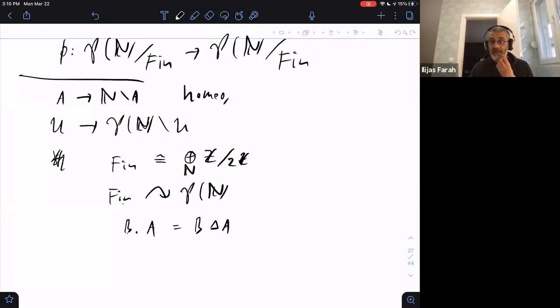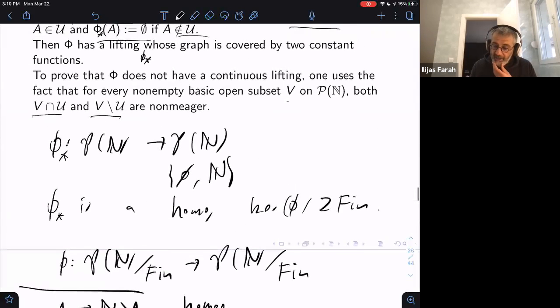orbits of this action respect the ultrafilter. So the ultrafilter U is fin invariant. What that really means, let me just roll back here. If you have a basic open subset, this action is transitive on those. So it moves this basic open subset to complementary subsets, and yet the ultrafilter stays where it is.